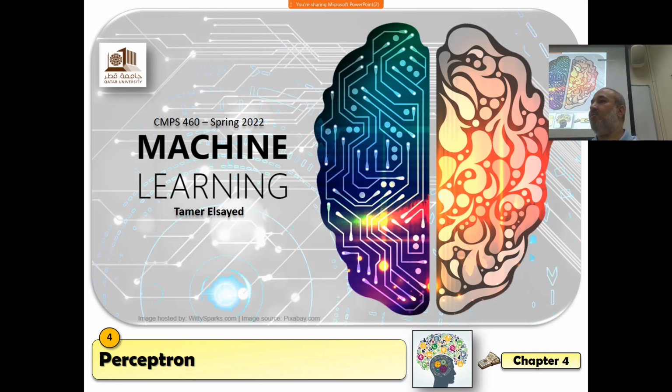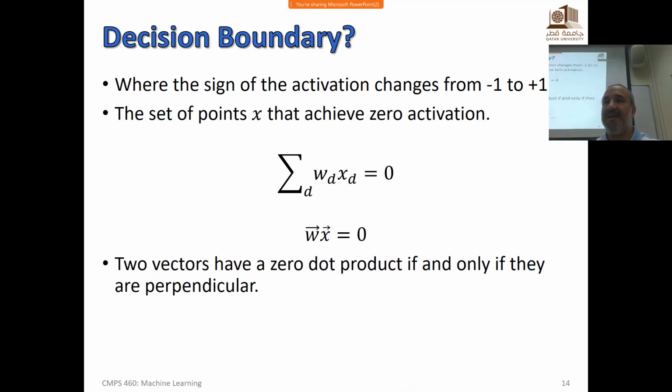Yes, so the main idea is to give weights to the features. Okay, give weights to the features. So each feature will have a weight, and that will be considered as the importance of each feature. Okay, I think we stopped here at the end of last lecture when we started to talk about decision boundaries.